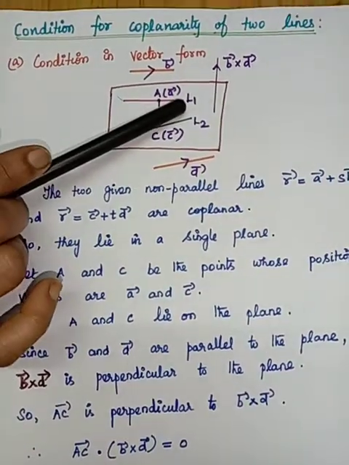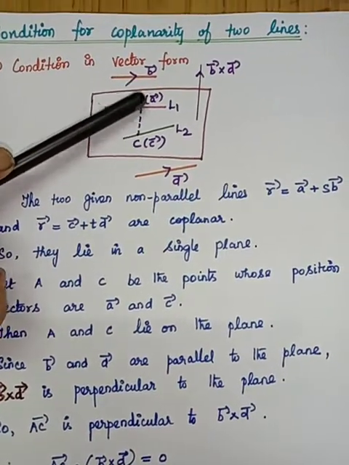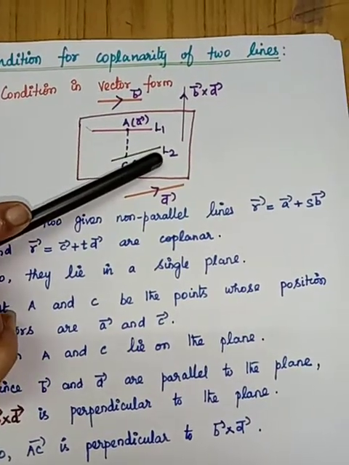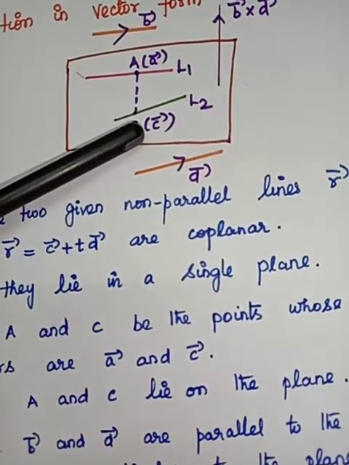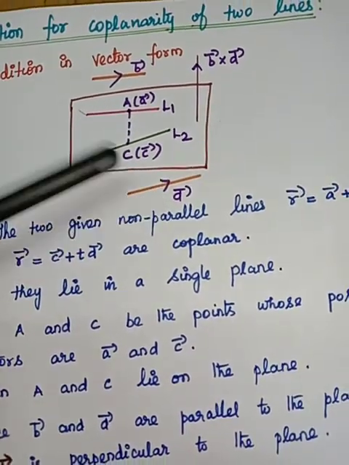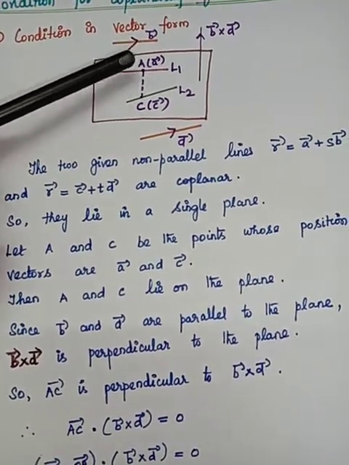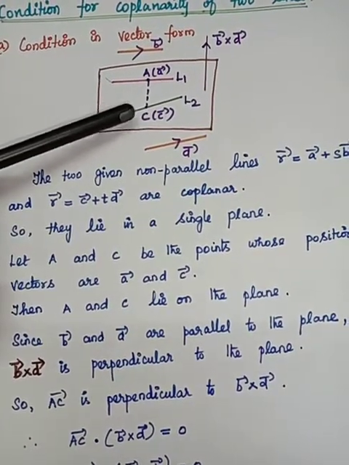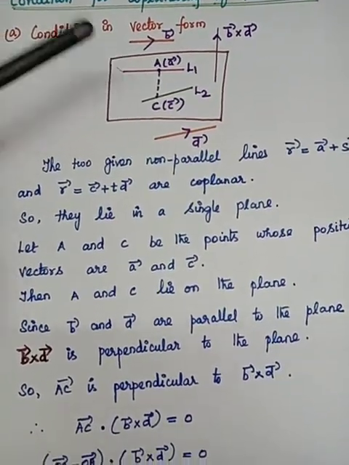Okay. So L1 passes through the point A whose position vector is a vector, and L1 is parallel to b vector. The same way second line passes through the point C whose position vector is c vector, and this L2 is parallel to the vector d vector. Okay. So see now here A is a passing point of the first line. So C is the passing point of the second line. Okay. So A and C lie on the plane.